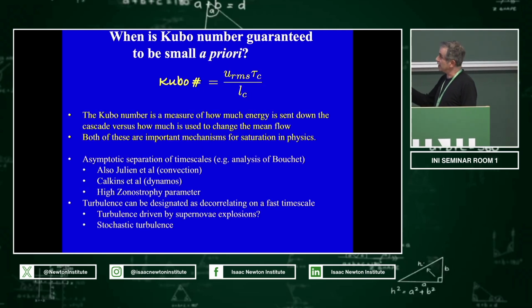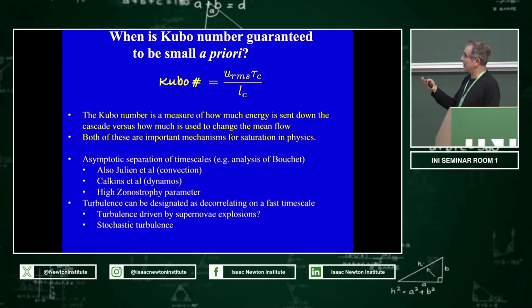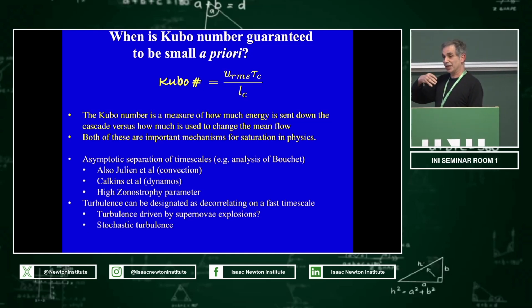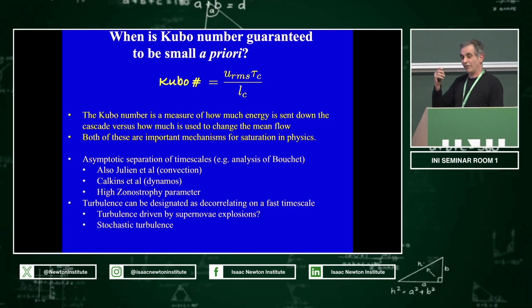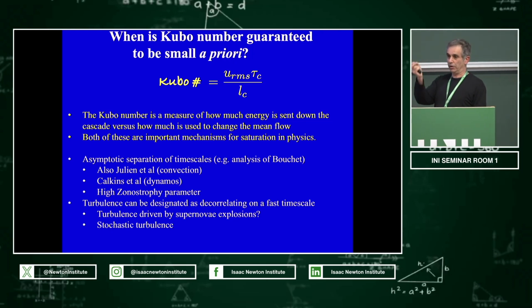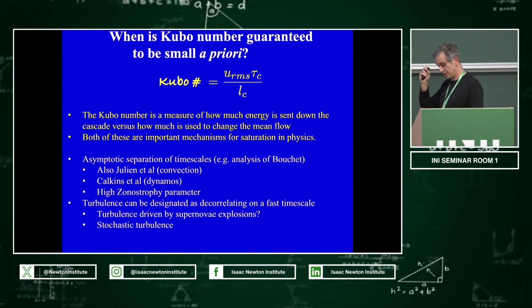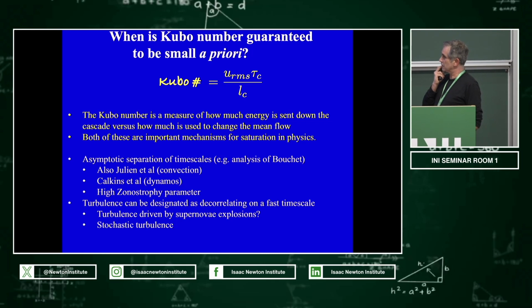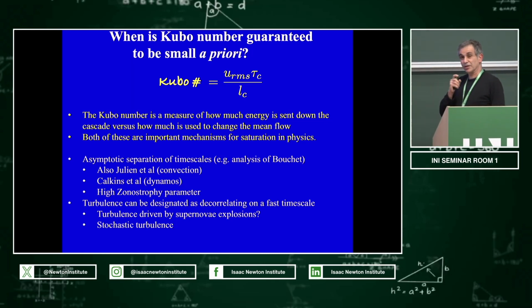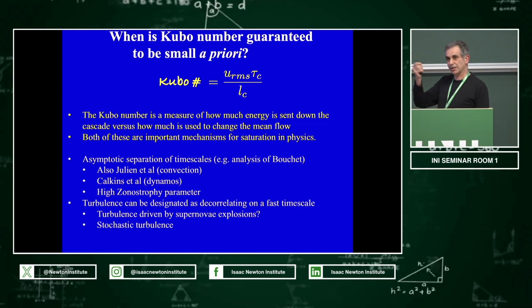So one other way of thinking about this Kubo number, if you like, is that it's a measure, unfortunately an a posteriori measure, of how much transfer is being done non-locally versus how much transfer is being done locally in the cascade. So how much you're directly changing the mean flow versus how much is in an inverse cascade. As I say, you can ensure that these things are small if you have an asymptotic separation of scales, or, for example, if you know that the turbulence is decorrelating on a fast time scale, which it could be.